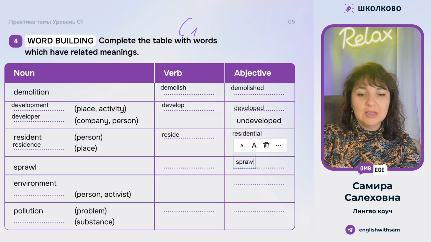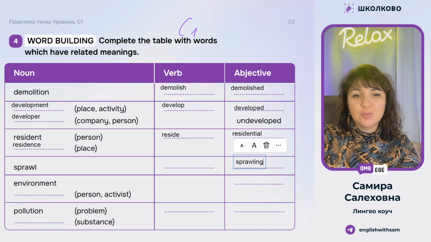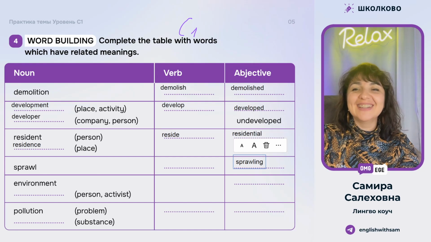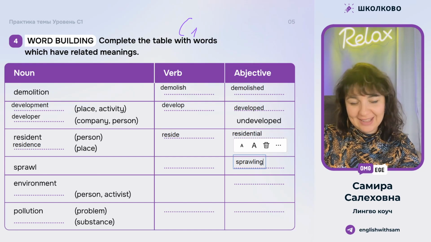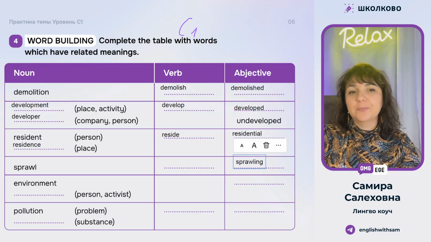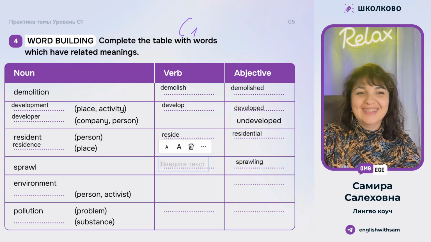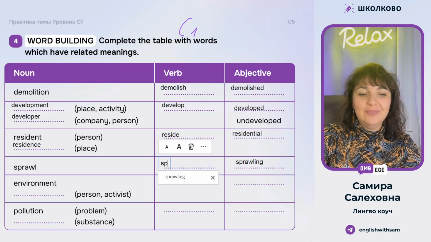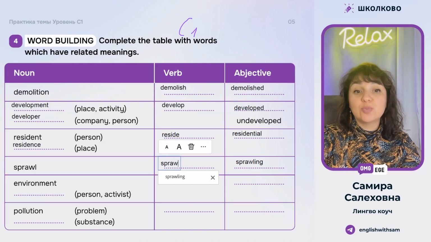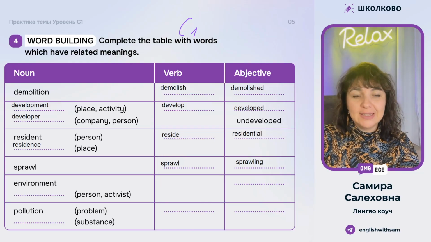We had sprawling areas, sprawling suburbs. That's right. Okay, I see. Thank you for this. Sprawling, Daniel, I see. Okay, and what about the verb? So, actually, it is the same as the noun, right? So it's just sprawl. Sprawl and sprawl. Yeah, the same.